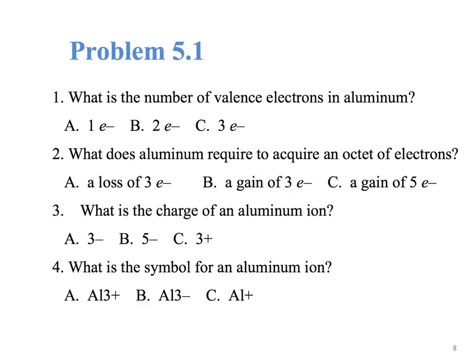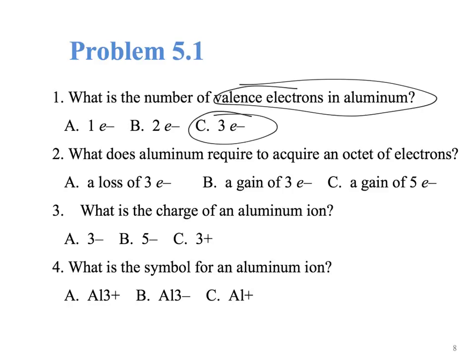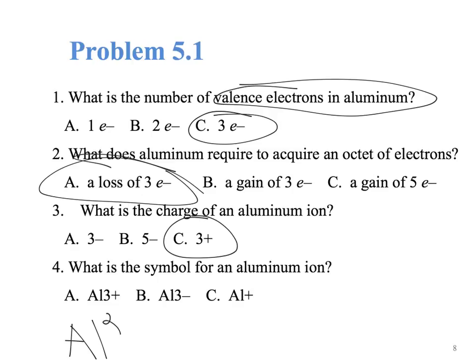So let's take a look at this, and by placing it in the periodic table, we can see what will be the number of valence electrons for aluminum. Well, aluminum is in group 3A, so it will have 3 electrons in the last shell. What does aluminum require to acquire an octet? Because it has 3 electrons and aluminum is a metal, it is going to lose these 3 electrons. What is the charge of aluminum ions? Because it's going to lose 3 electrons, the charge will be 3+, and the symbol will be aluminum with a 3+ charge. This over here should be a superscript.